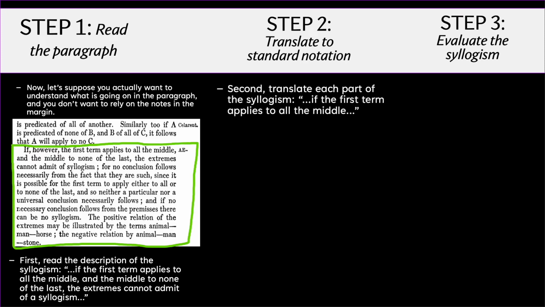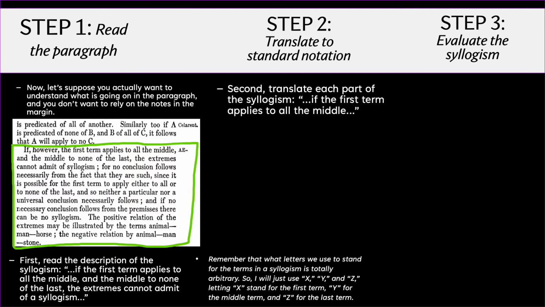Next, translate each part of the syllogism. Let's start with the first part: if the first term applies to all the middle. Now here we might seem to have a problem. It says first term and middle. It doesn't have any letters. Remember that what letters we use to stand for the terms in a syllogism is totally arbitrary. So I will just use x, y, and z, letting x stand for the first term, y for the middle term, and z for the last term. I've just picked these letters at random. You could pick whatever you want as long as you're consistent.